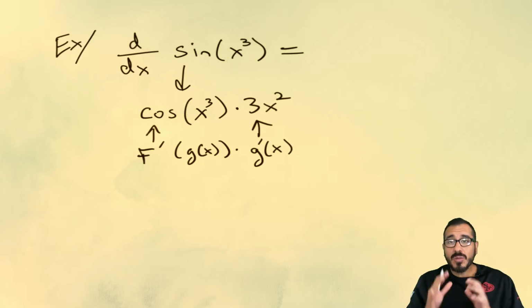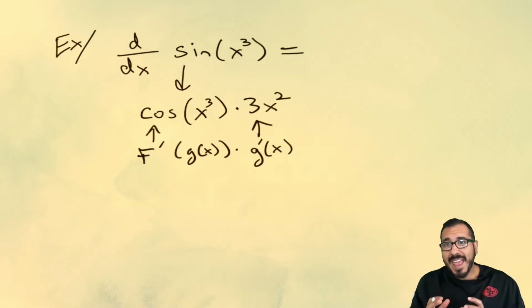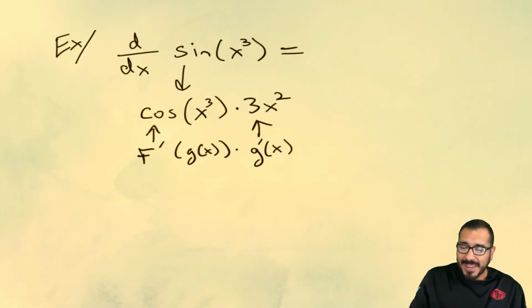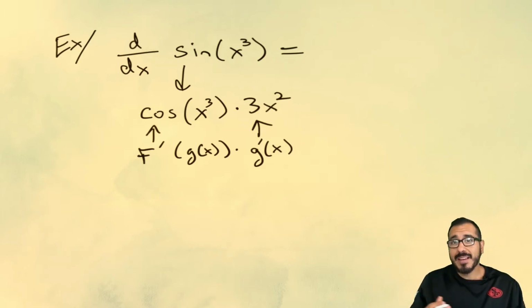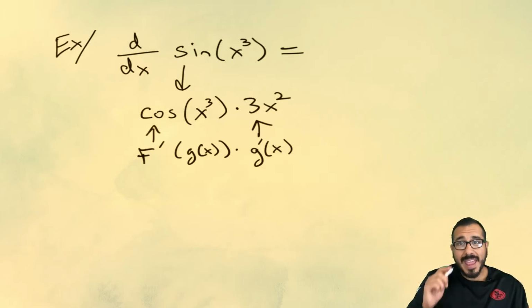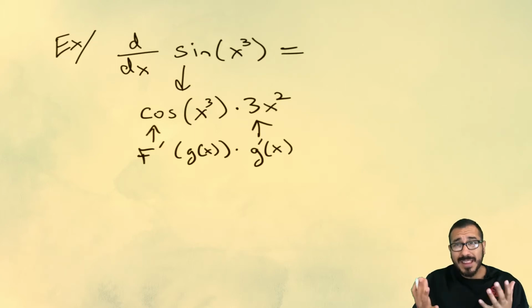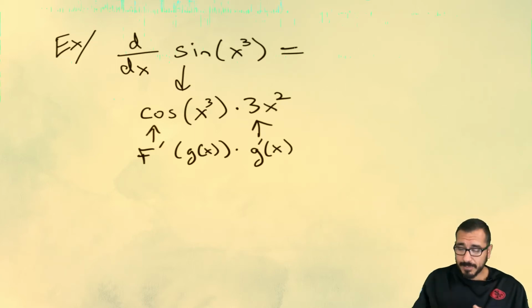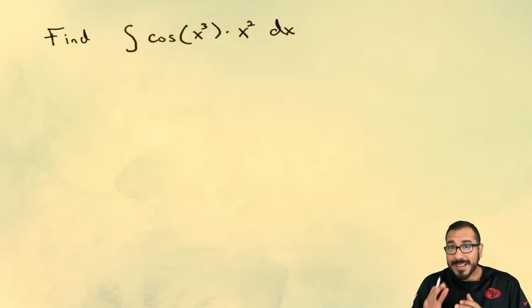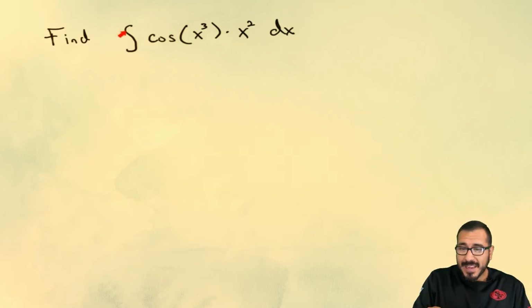What we're going to do is use this idea and work backwards, in a sense. We're going to undo all this to help us understand the U substitution method and what it is that we're looking for. So let's dive in. Now let's go backwards, just like we said. We're going to take the antiderivative of cosine of x cubed times x squared dx.